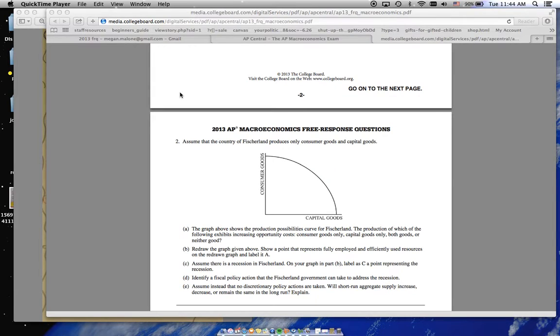All right, so we're on 2013, number 2. If this was a test that you got in front of you, you should flip to page 2 and go, whew, good. It's a PPC question, and you should be really excited about that because this is like the easy stuff. So hit pause, work it through, and then hit play, and we'll go over it.